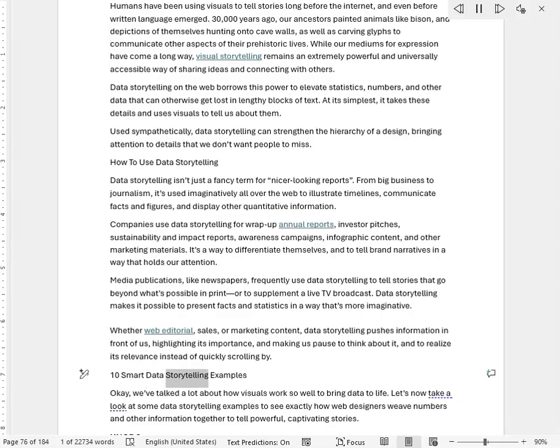10 smart data storytelling examples. Okay, we've talked a lot about how visuals work so well to bring data to life. Let's now take a look at some data storytelling examples to see exactly how web designers weave numbers and other information together to tell powerful, captivating stories.